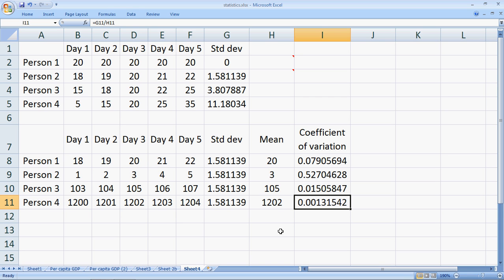In the next video, we will understand using standard deviation to predict the data ranges and confidence intervals.